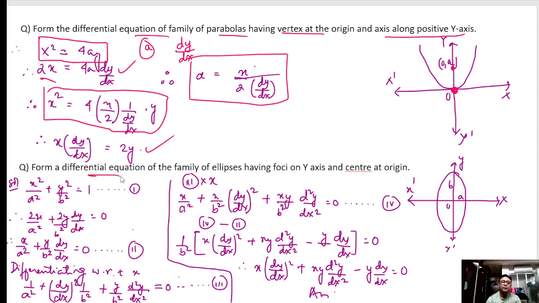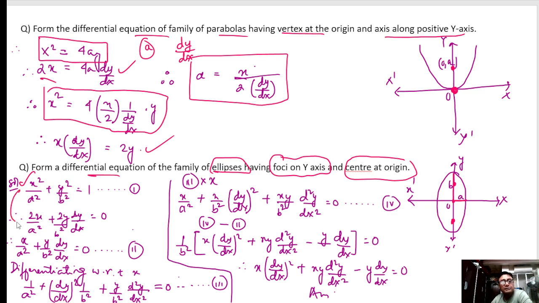Next is, form the differential equation of the ellipse. This is the ellipse having foci on the y-axis and center at the origin. So see how to draw it. Foci on the y-axis, these are the foci on the y-axis. So let this length be b and this length be a. The equation of the ellipse is written like this. We see here that there are two constant terms, a and b. So we have to differentiate up to the second order.